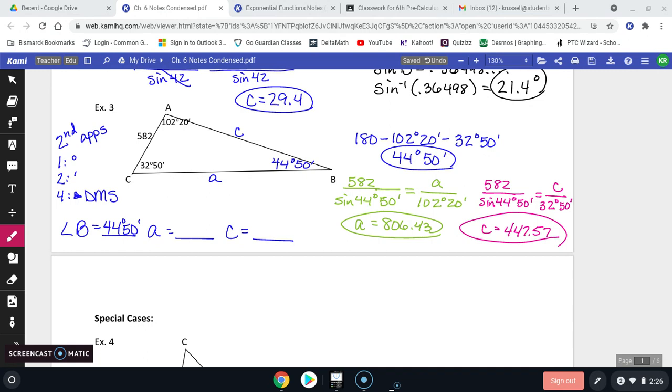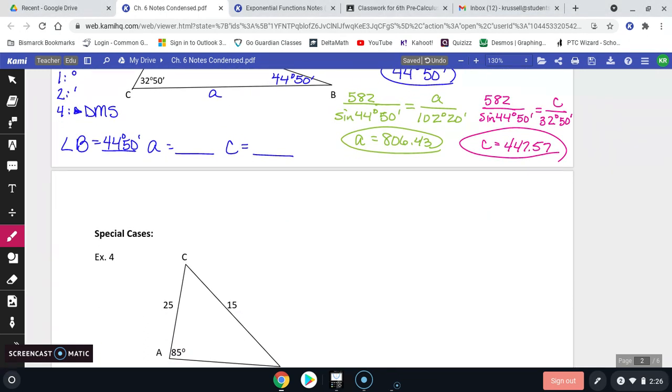Okay, tomorrow, second part, we will do law of sines again, but we'll travel into special cases.